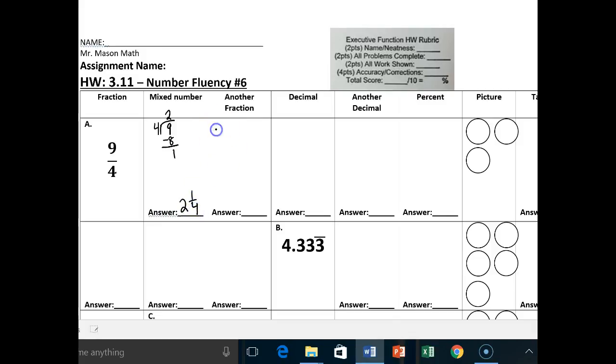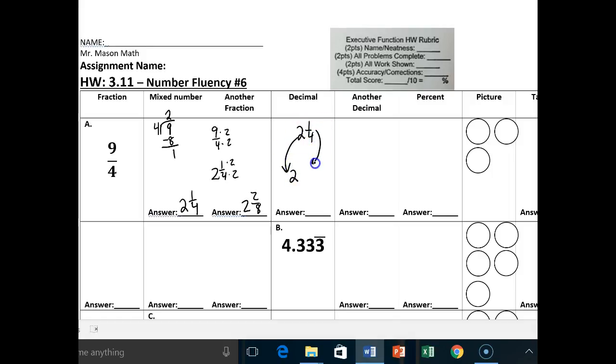For another fraction, I could take 9 over 4 and double it, and I want you to write both ways. You can do it, or you could take 2 and 1/4 and double it. We'll go ahead and leave our mixed number as our answer tonight. 2 and 2/8 is your answer. As a decimal, 2 and 1/4. Hopefully by now you've memorized your fourths.